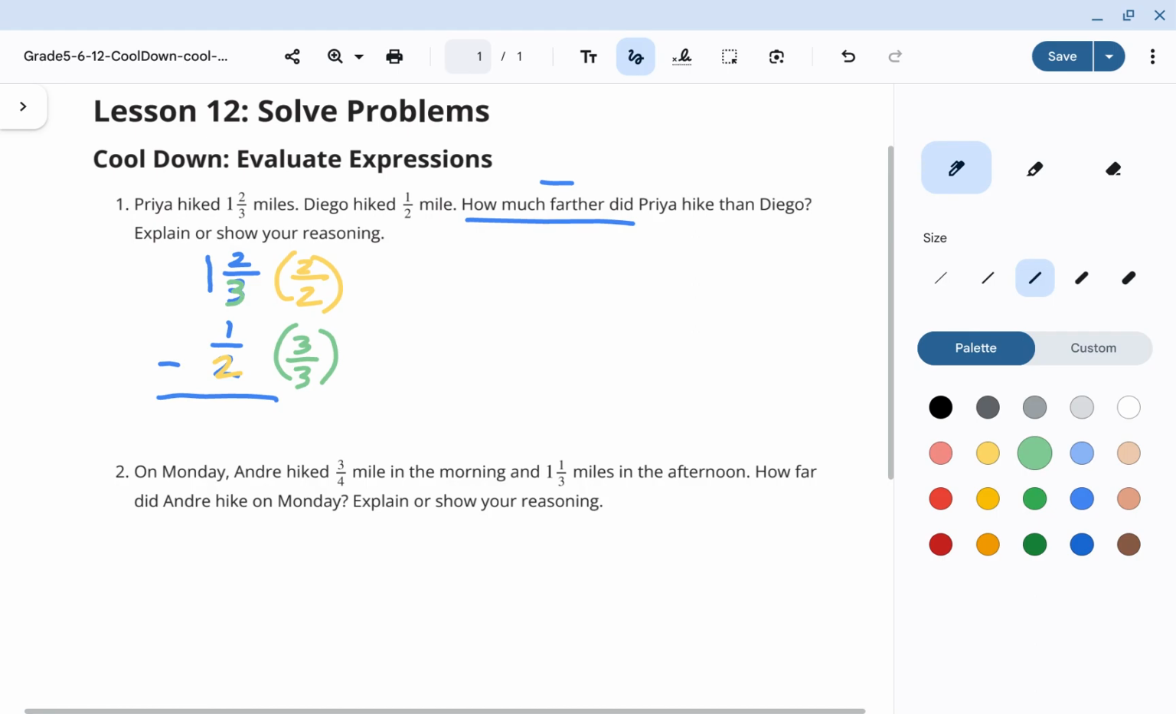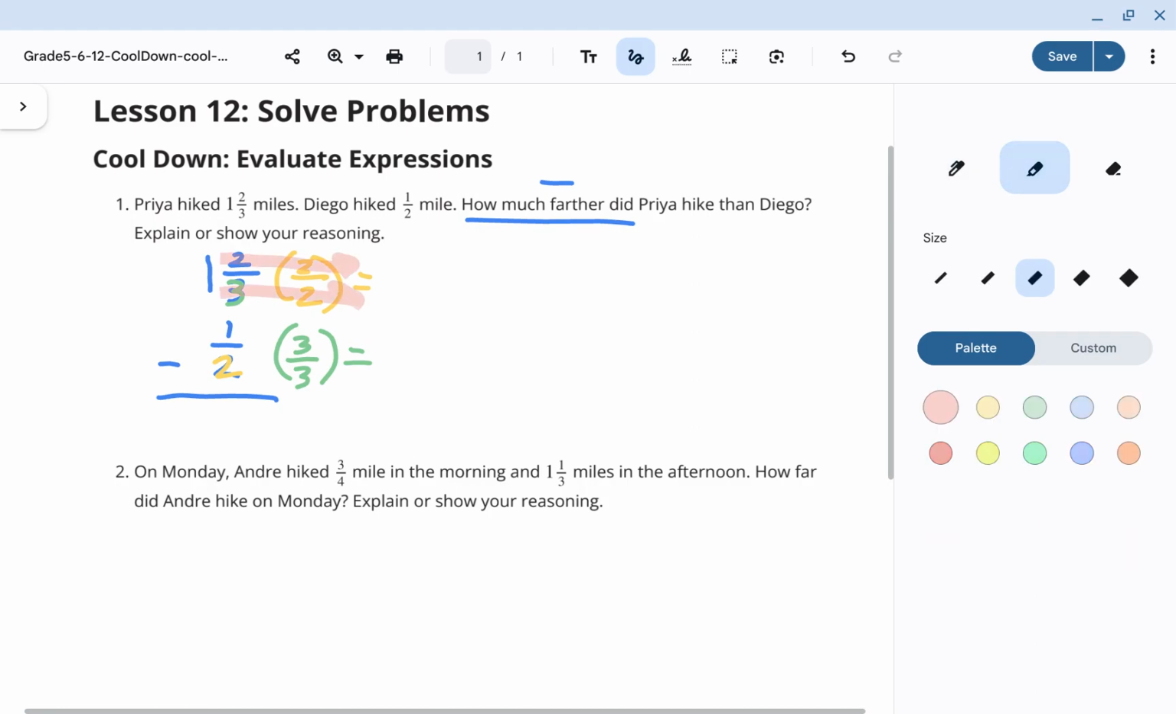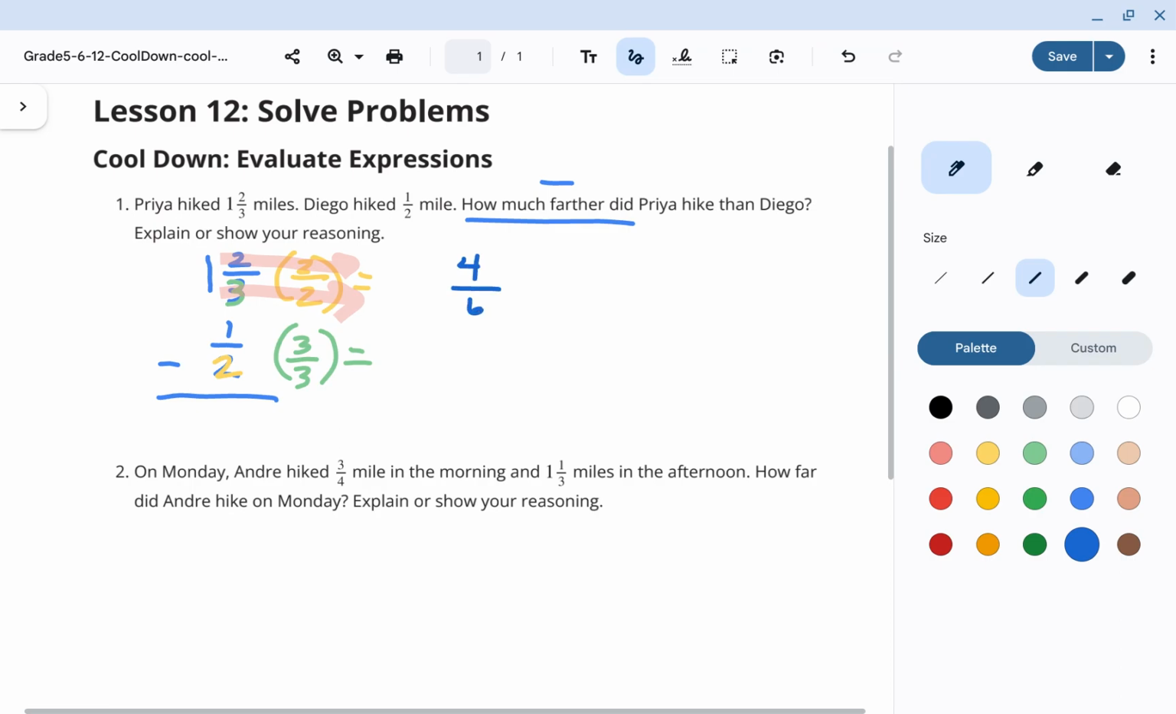Now, remember, I can take these numbers and multiply to get an equivalent form. And then with that equivalent form, we will be able to subtract. So let's begin. I have 2 times 2 and 3 times 2, and that is going to give me my new fraction. 2 times 2 is 4, 3 times 2 is 6, and of course, I'll bring over my 1 as well. So I have 1 4/6. That is equivalent to 1 2/3.